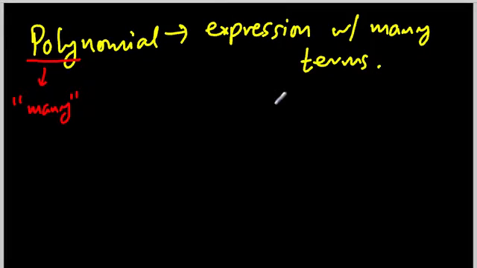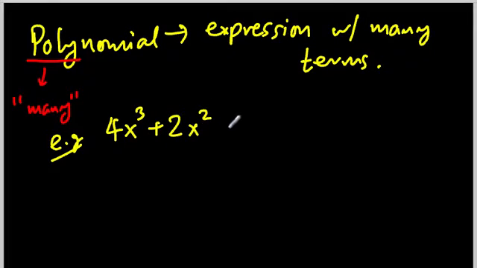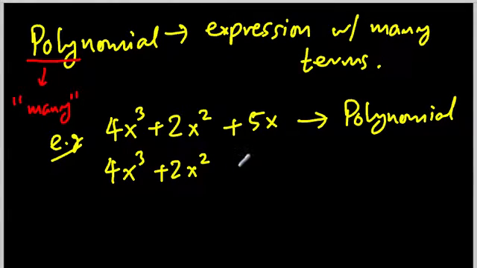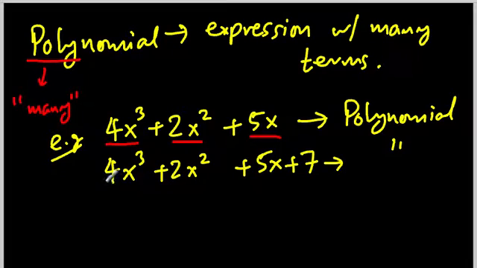So here's an example. Let's say we go back to that: 4x cubed plus 2x squared, and I say plus 5x. This obviously is a polynomial. I could have another one, for example, 4x cubed plus 2x squared plus 5x plus 7. Again, I have another polynomial. The first polynomial that I wrote here has three terms. Let me just identify it: 1, 2, 3. And the second polynomial that I wrote here has 1, 2, 3, 4 terms.